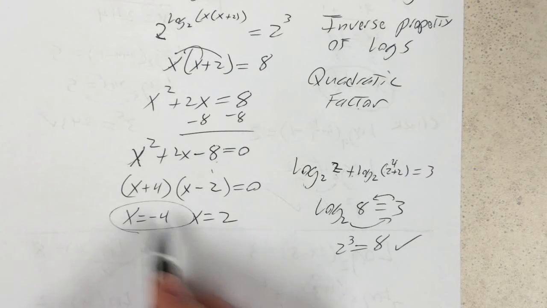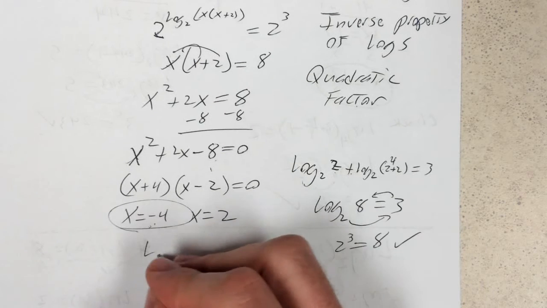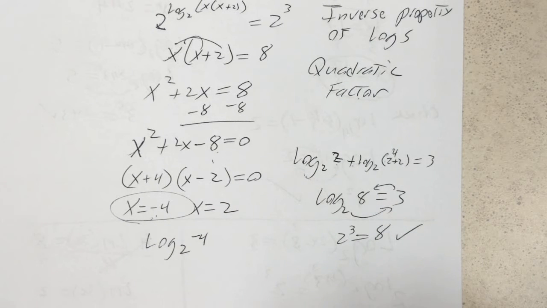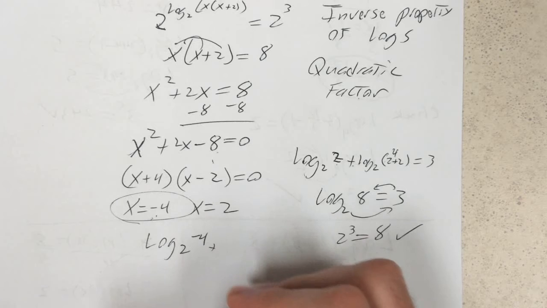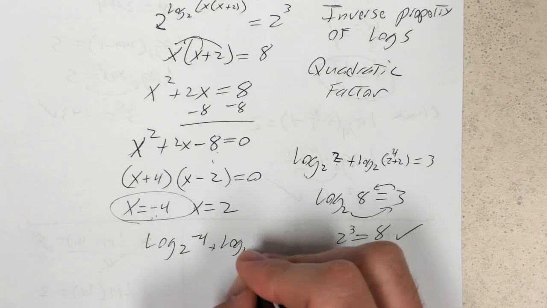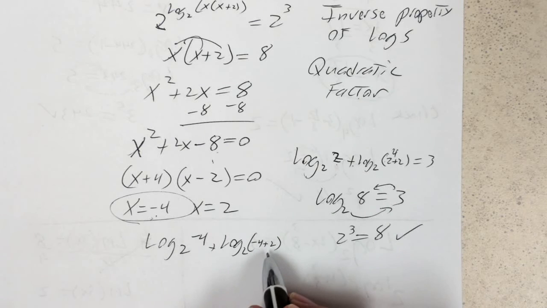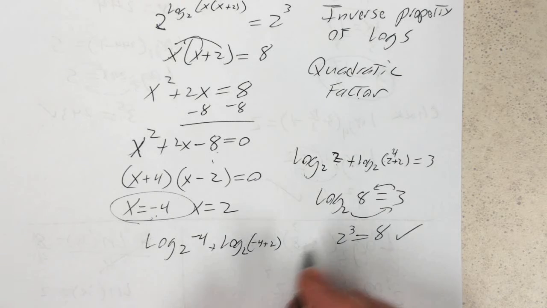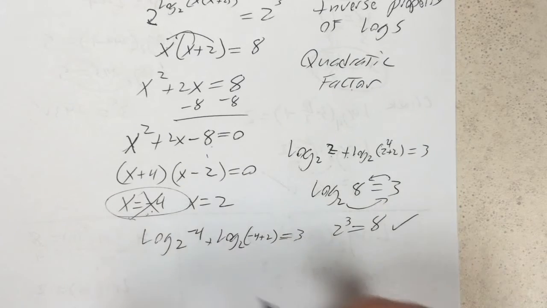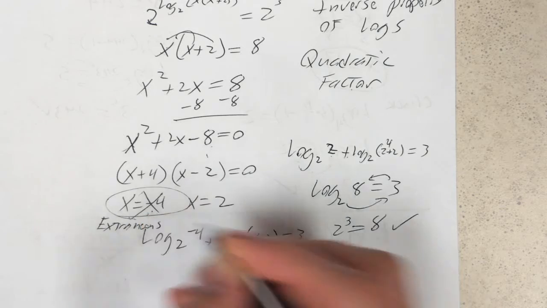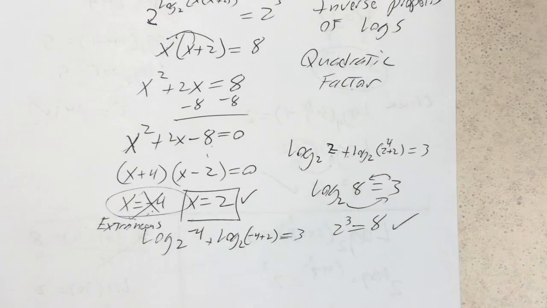But if we try to do the same thing with this guy, it would be log base 2 of negative 4, and you can't do log base 2 of negative 4, plus log base 2 of negative 4 plus 2, which is going to give us negative 2. So you can't do log base 2 of negative 4. You can't do log base 2 of negative 2. And when you combine them, they're certainly not going to equal 3. So we'd want to say that is extraneous, and this is our solution that works.